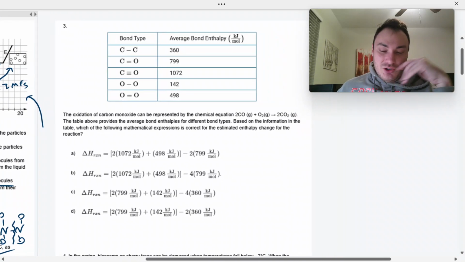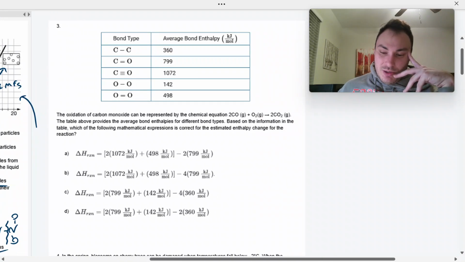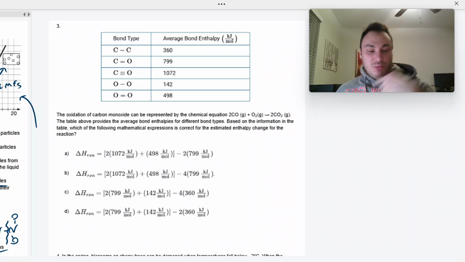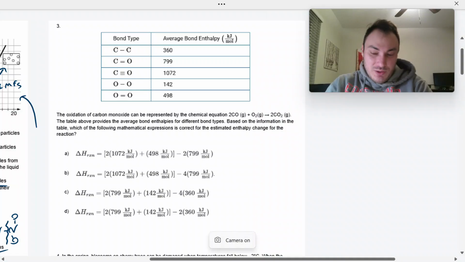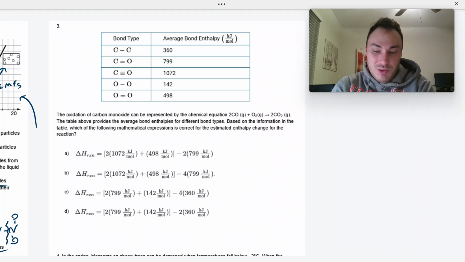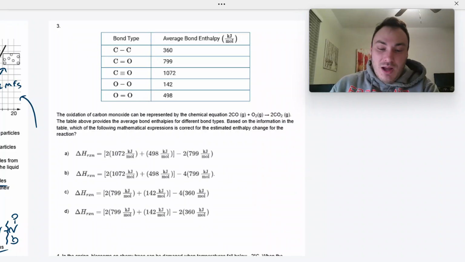The oxidation of carbon monoxide can be represented by the chemical equation there. The table above provides the average bond enthalpies for different bond types. Based on the information in the table, which of the following mathematical expressions is correct for the estimated enthalpy change for the reaction? All right, we're given bond energies. So what are we going to do? We're going to do the bond energy equation.